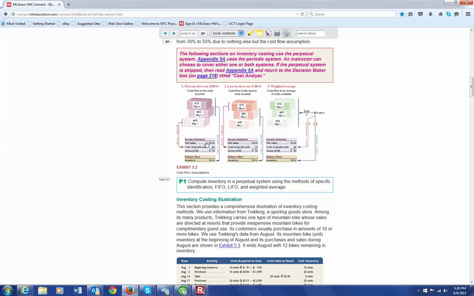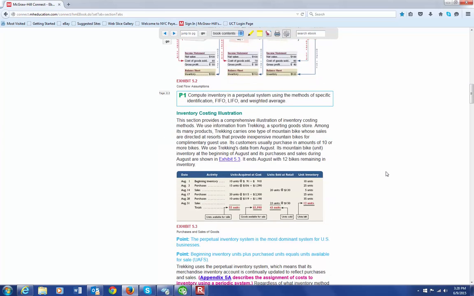So this is extremely important because these numbers are very different. And it's all based on the cost flow assumption that your company has adopted. And it's going to change your balance sheet accounts and your income statement accounts, which is definitely going to change your net income at the end of the period.